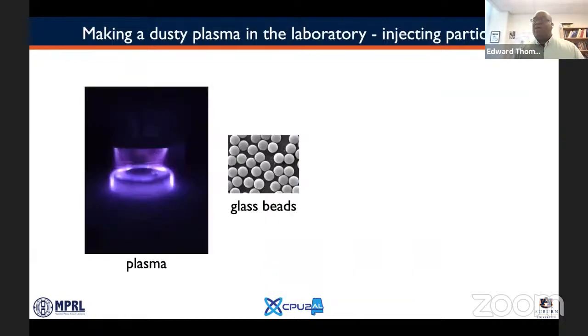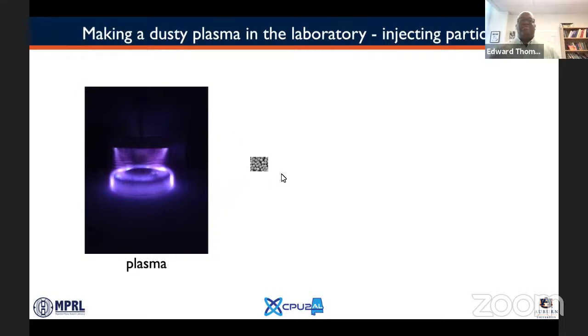So in the laboratory, how do we make these systems? Well, first of all, we would have some sort of setup that makes a plasma, something like this. So this is a glowing plasma that we form. And then we take particles, in this case, little glass beads. Typically, these glass beads are micron size, so they are just a little bit bigger than human hair. So what we do is we have a little shaker or something. We take those beads and then we put them inside the plasma.